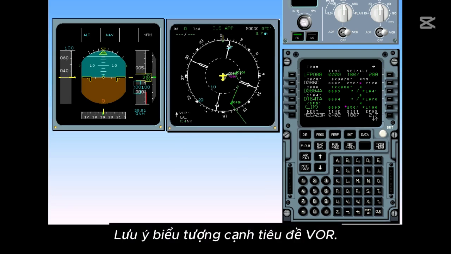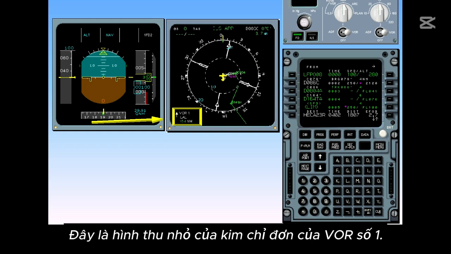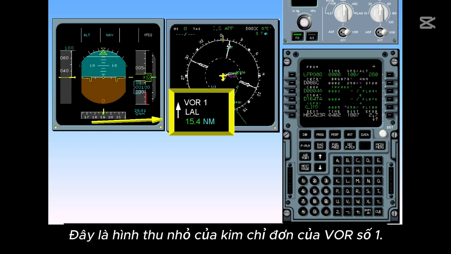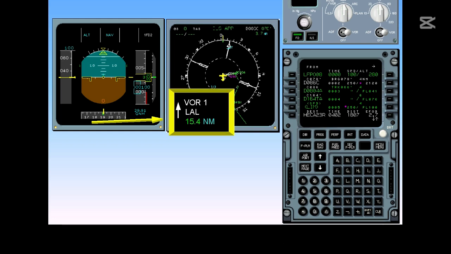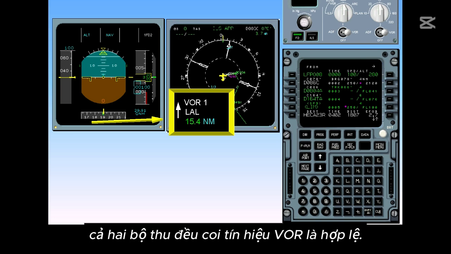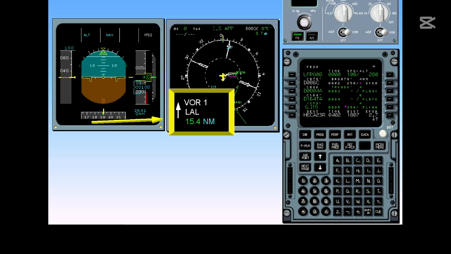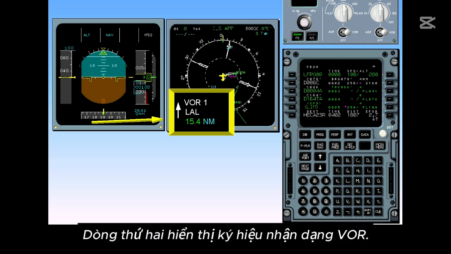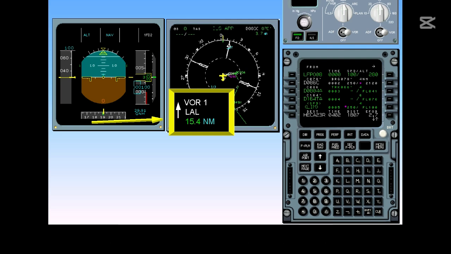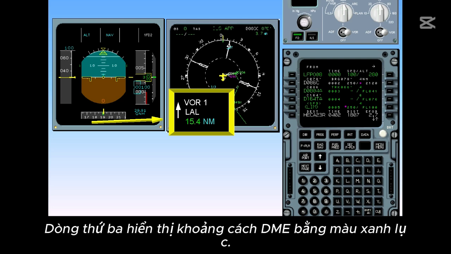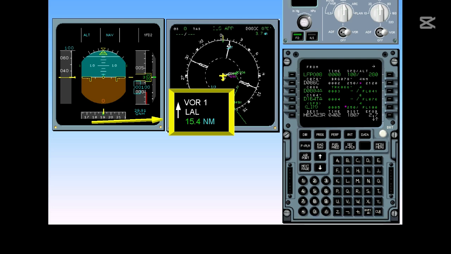Note the symbol next to the VOR title. It is a reduced scale representation of the number 1 VOR single needle pointer. Since the VOR data and the pointer is displayed, both receivers consider the VOR signal as valid. On the second line, the VOR identifier appears. On the third line, the DME distance appears in green.